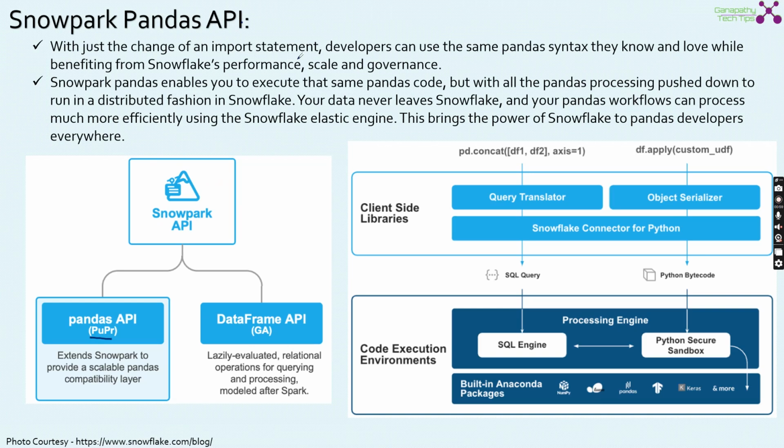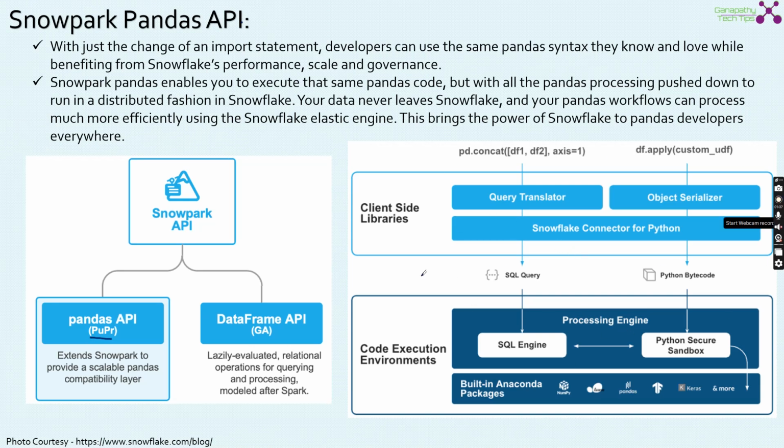With just a change in the import statement, developers can use the same Pandas syntax that they know and love while benefiting from Snowpark's performance, scale and governance. Snowpark Pandas enables you to execute the same Pandas code, but with all the Pandas processing pushed down to run in a distributed fashion in Snowflake. Compute is always provided by Snowflake. Your Pandas code will be pushed to Snowflake and executed on Snowflake's MPP. Your data never leaves Snowflake, and your Pandas workflows can process much more efficiently using Snowflake's elastic engine. This brings the power of Snowflake to Pandas developers everywhere.